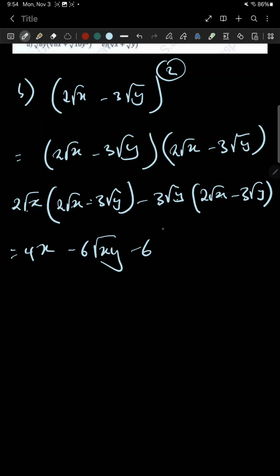Then square root of x times square root of y, it is a square root of xy. Then negative 3 times negative 3 is positive 9. Then square root of y times square root of y, the answer will be just y, like that.